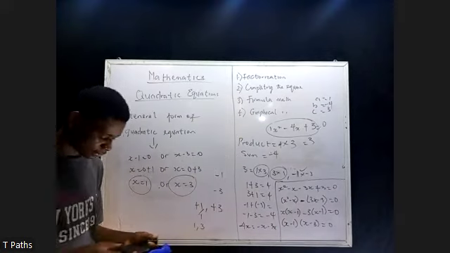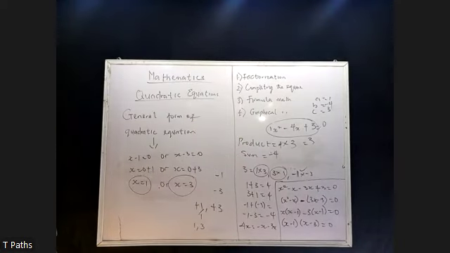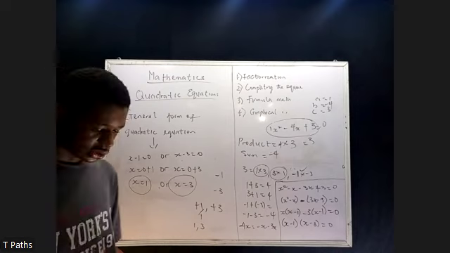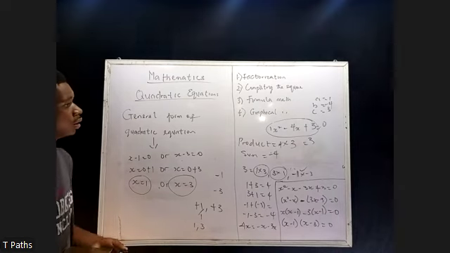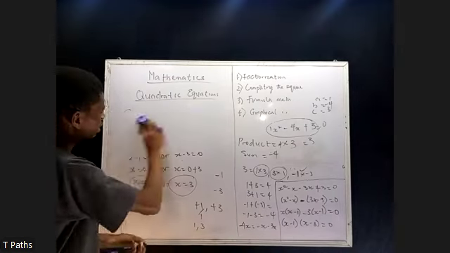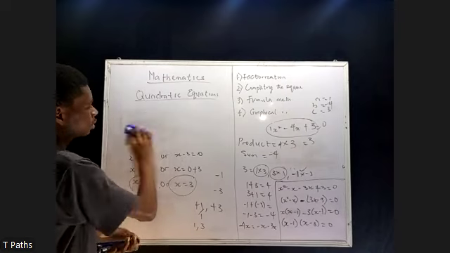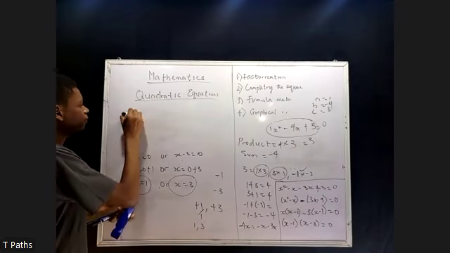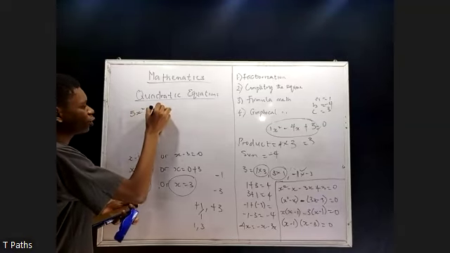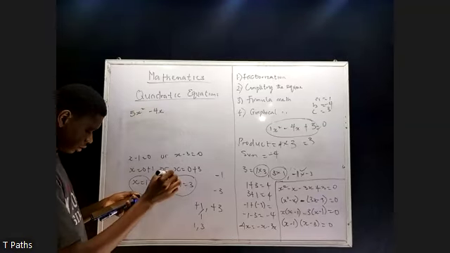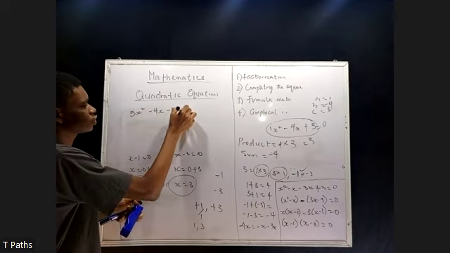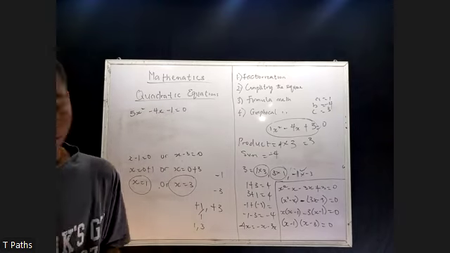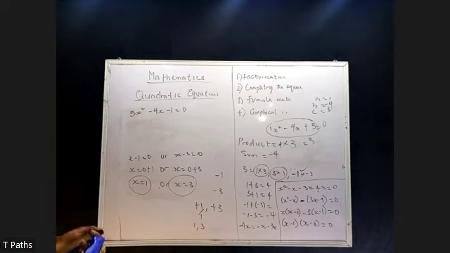So we are going to take examples now. We are going to take real examples from the past questions. So the first example says, solve the equation 5x squared minus 4x minus 1 equals 0.